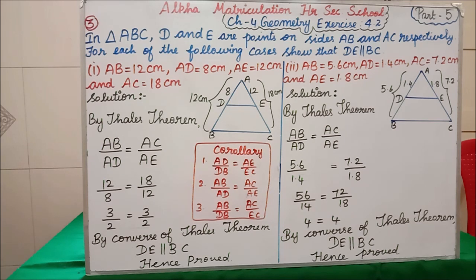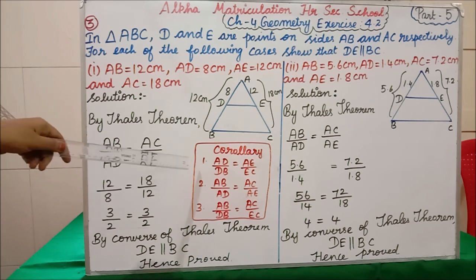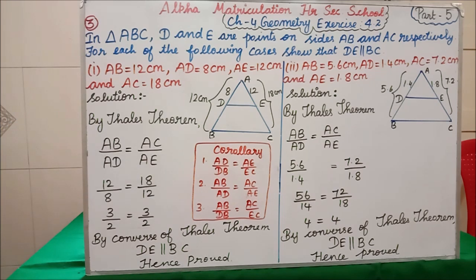Clear, students? This corollary, if you need, you can write at the side. But I have taught you before, and there itself we have written it. Okay, for your understanding, one more time I have written it. It is not necessary to copy in your class. Now, the AB value they have given is 12, the AD value is 8, equal to the AC value they have given, 18, and the AE value they have given, 12.